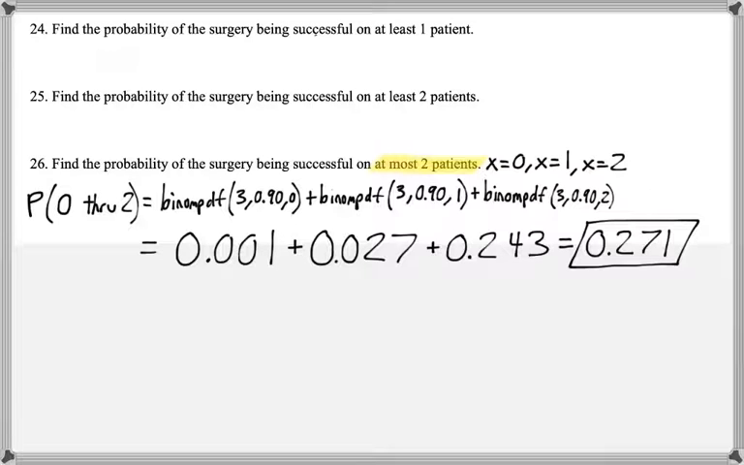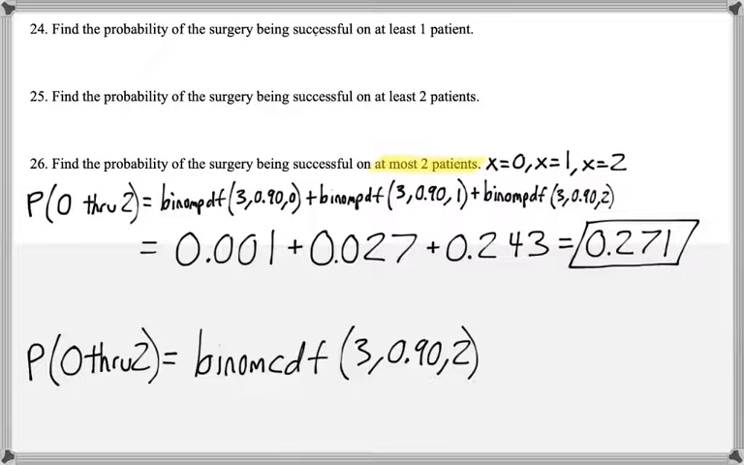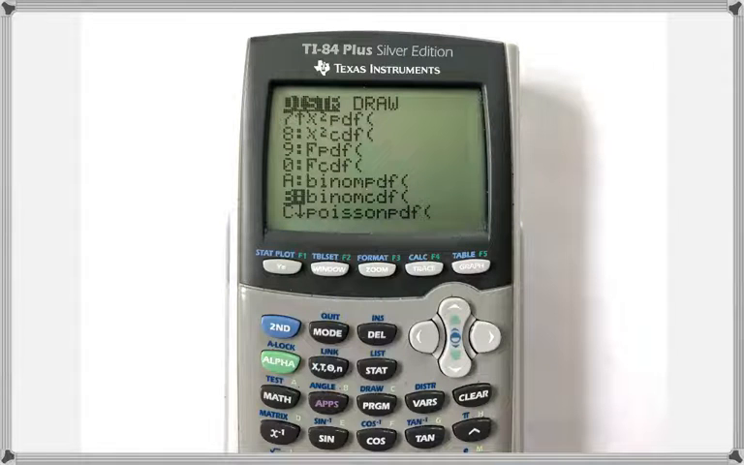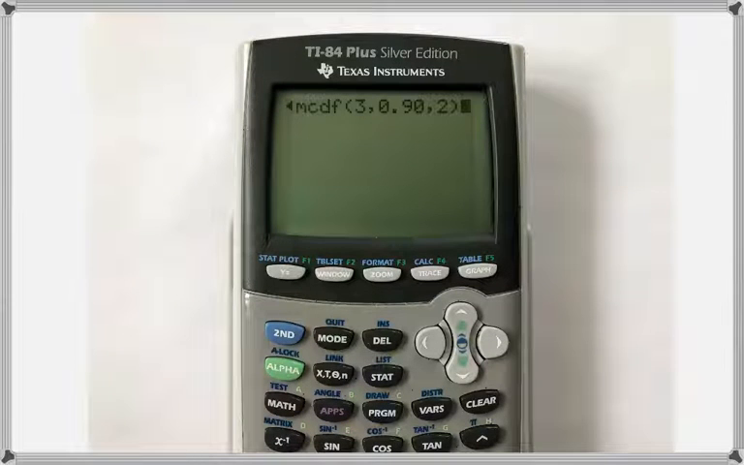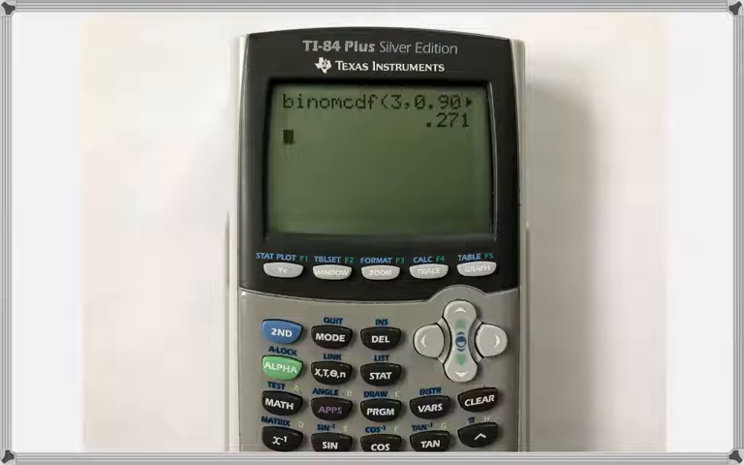Now, there is a faster way, and that's to use the binomial CDF. The binomial CDF is cumulative, so it starts at 0 and then works its way up to whatever number you enter in. So I'm going to type binomial CDF of 3, 0.90, 2. It's in the same place as binomial PDF. You have to type second and then distribution. And then I'm going to type 3, 0.90, 2, and we get 0.271.